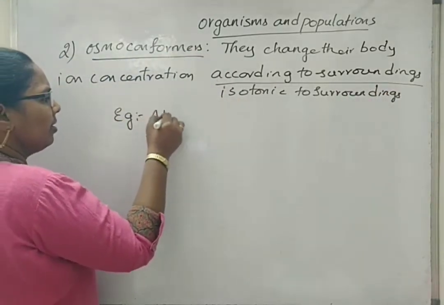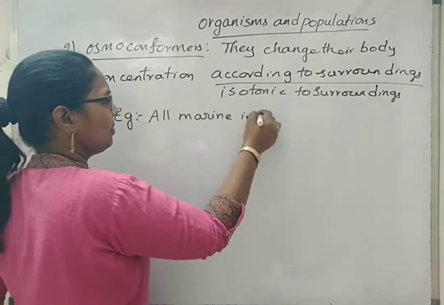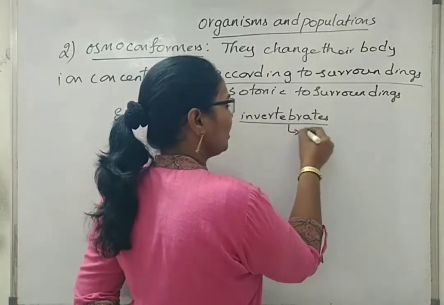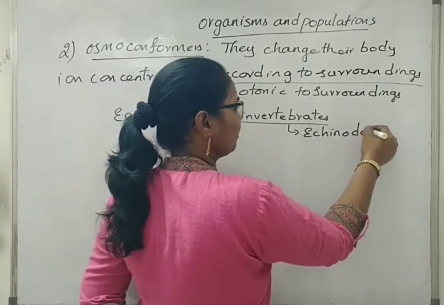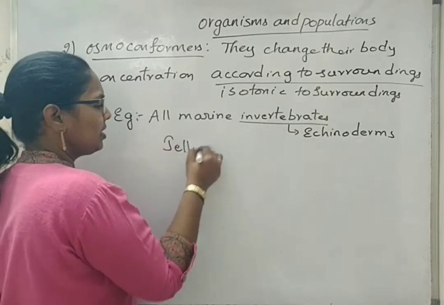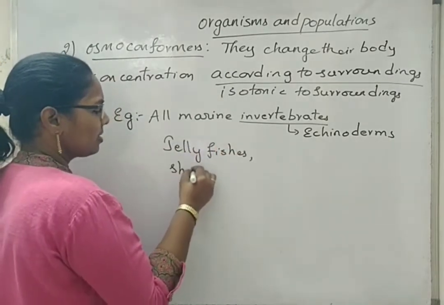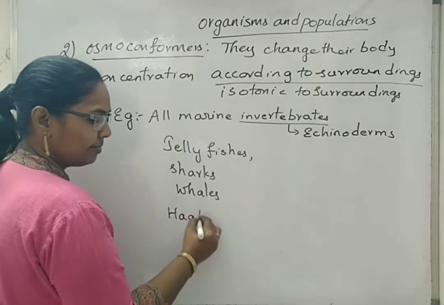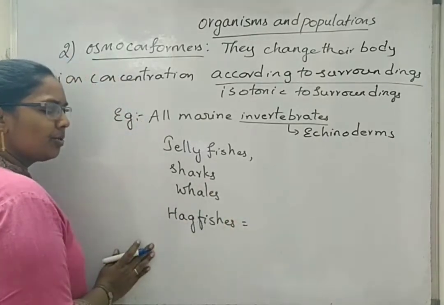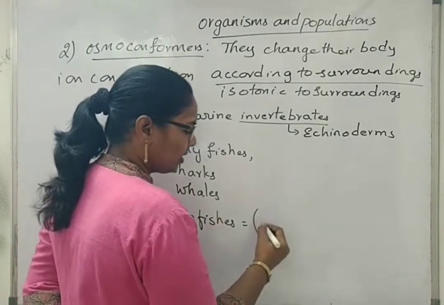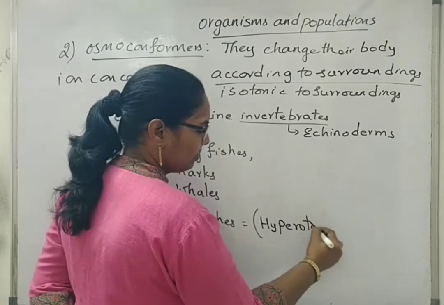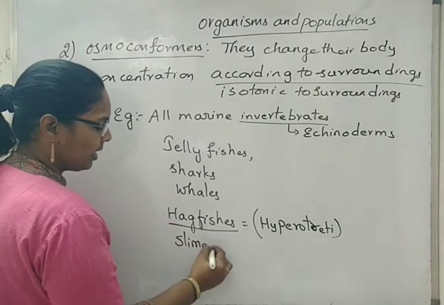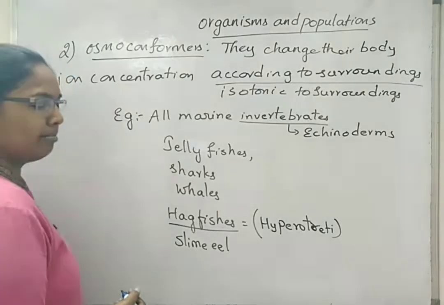Examples we can take are all marine invertebrates. Under this we can write echinoderms, jellyfishes, sharks, whales, and also hagfishes. Hagfishes are also given a special term, which I have seen in one book, Hyperotreti. Hagfishes are also called slime eel fishes, and they belong to class Myxine.